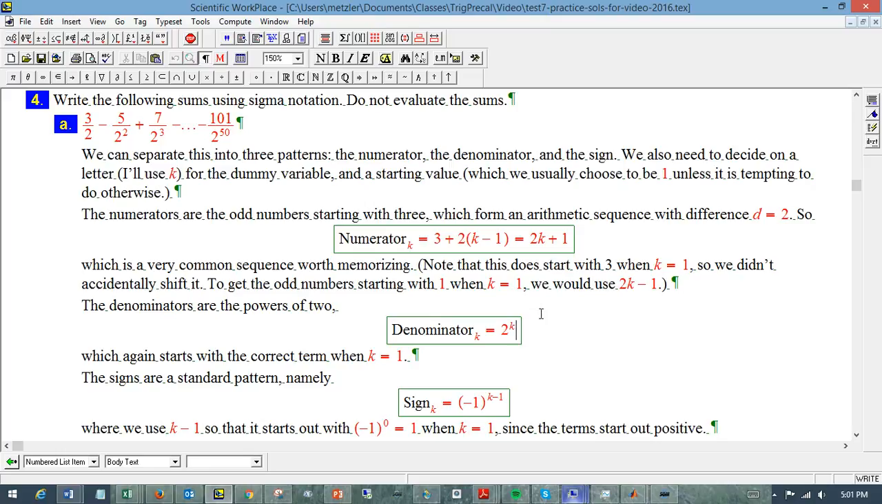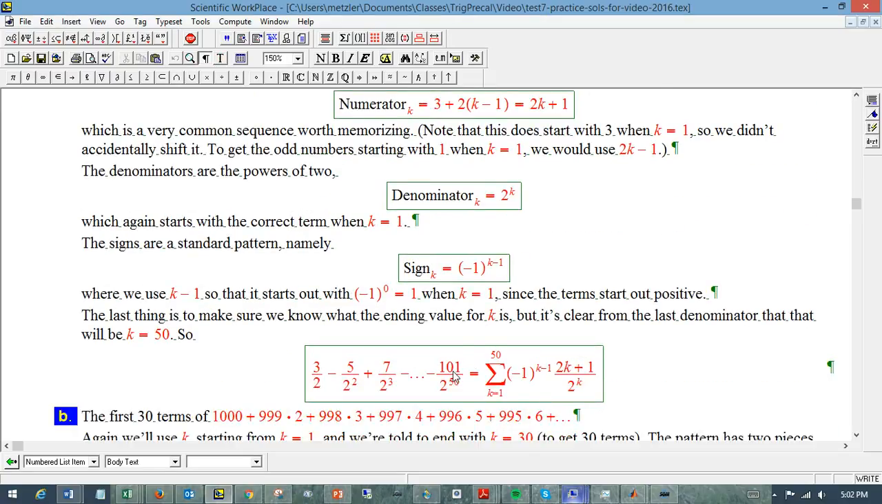Okay. Now the denominators, 2 to the 1, 2 to the 2, 2 to the 3, pretty much given to us as 2 to the k. And the standard pattern for the signs, to get an alternating sign, which is a super common pattern of signs, is just minus 1 to a power. And if you want it to start with a positive, which it does, it's plus 3 halves, you don't want it to be minus 1 to the k, because then when k equals 1, you get minus 1. The standard way to do that is minus 1 to the k minus 1. Okay, so all told, it's the sum, and I'll talk about the decorations on this in a minute, of minus 1 to the k minus 1 times 2k plus 1 to get those odds over 2 to the k.